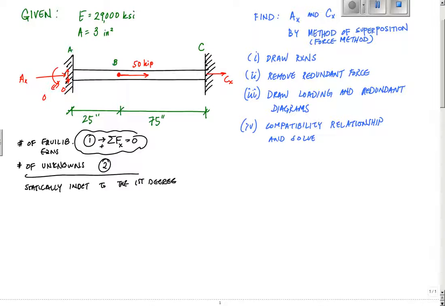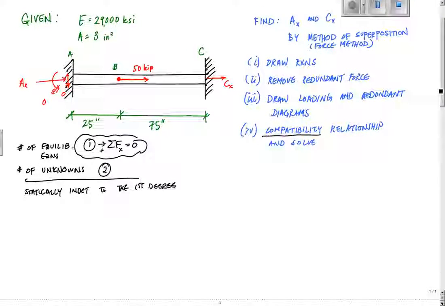So I have an insufficient number of equations. I need one more equation, and that other equation is typically called the compatibility equation. It's a relationship that relates deformations. To use the method of superposition, I ask how many forces I have to remove to make this statically determinate. Because I have only one equilibrium equation, I have to get it down to one unknown. So if I remove one reaction, let's say C_x, then it would be statically determinate.